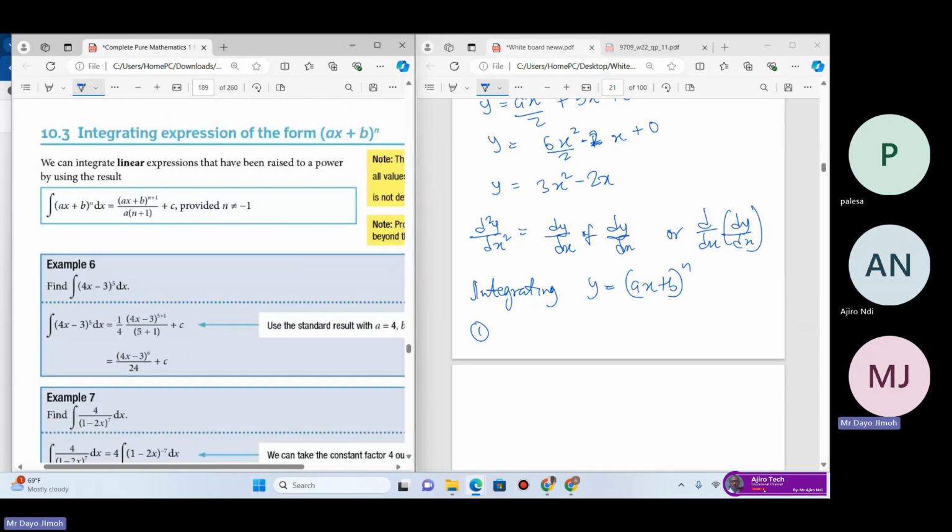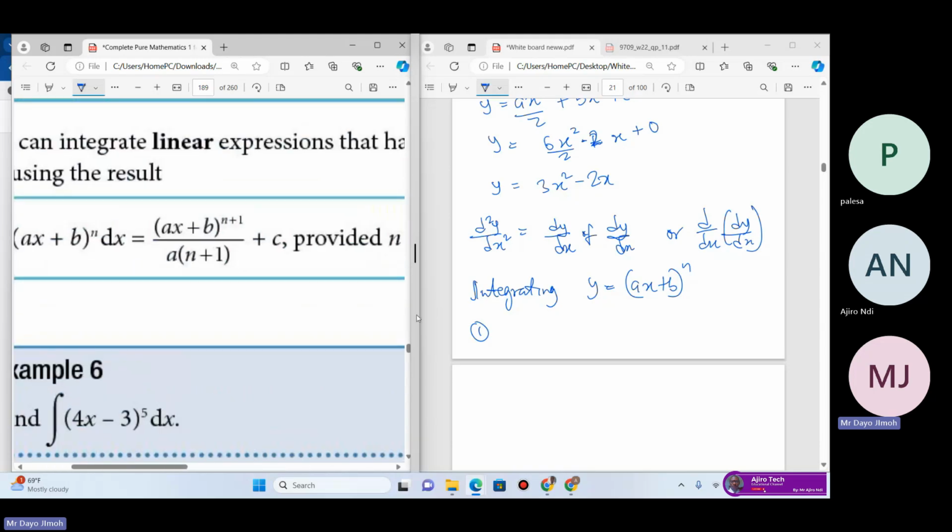Okay, look at this example now. Yes. One way is to expand these brackets. Okay, look at the general formula. Ax plus b raised to power n. If you integrate it, you will be dividing. Now, the increased power, look at this power n is increased to what? N plus 1, isn't it?